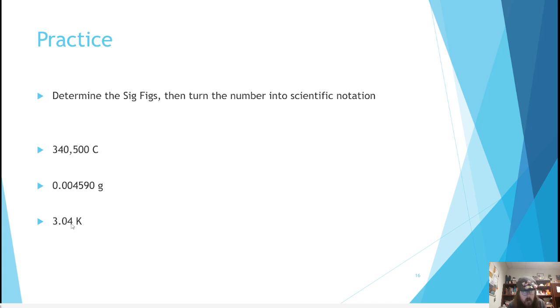And 304.0 is going to be 4 sig figs, and to turn that into scientific notation, we just multiply by 10 to the 0th because we do not move the decimal. So if you have a decimal, it's from the first number on back. If we don't have a decimal, it's the last non-zero number to the left.